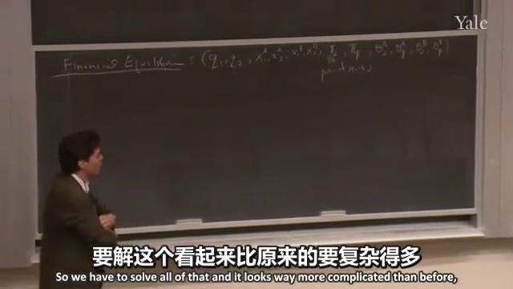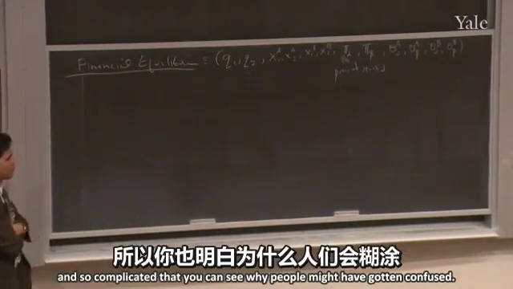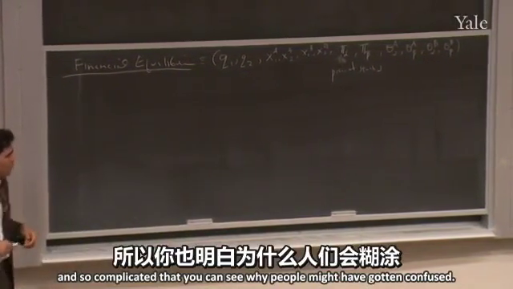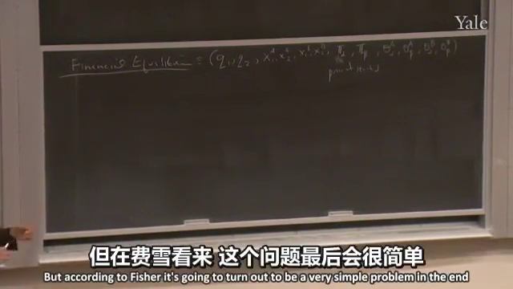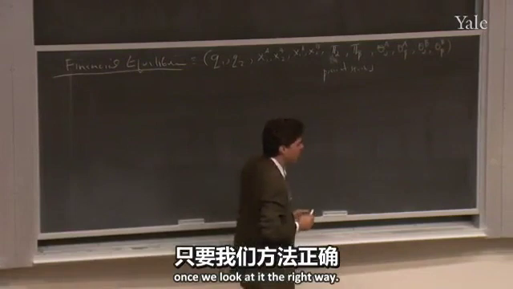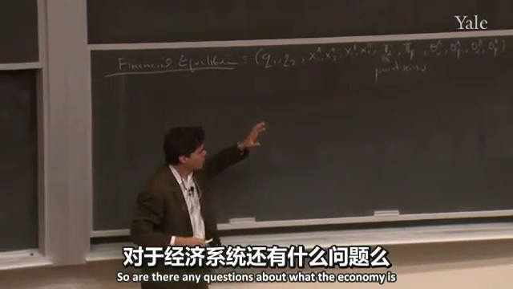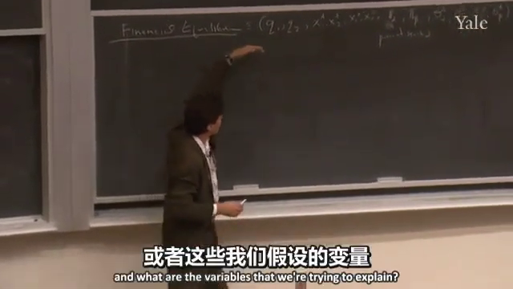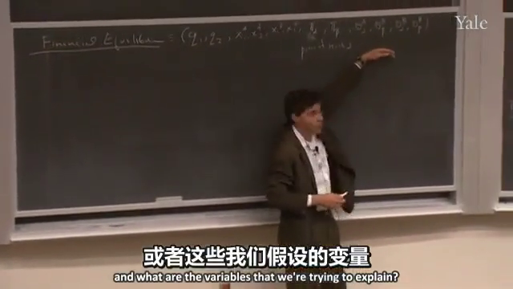And it looks way more complicated than before, so complicated that you can see why people might have gotten confused. But according to Fisher, it's going to turn out to be a very simple problem in the end once we look at it the right way. So are there any questions about what the economy is and what are the variables that we're trying to explain?